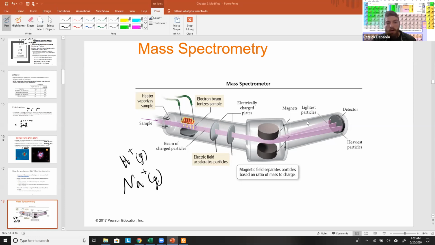Deflection will deflect more because it's lighter and it can move easier, and it responds better to the charge in the magnetic field. So that's where the lightest particles will be over here, like hydrogen and things like that. So that's generally how better scientists have come up with the isotopes. That's how they figured out most of the isotopes, is they did mass spec on it. So that's pretty cool. All right, moving on.